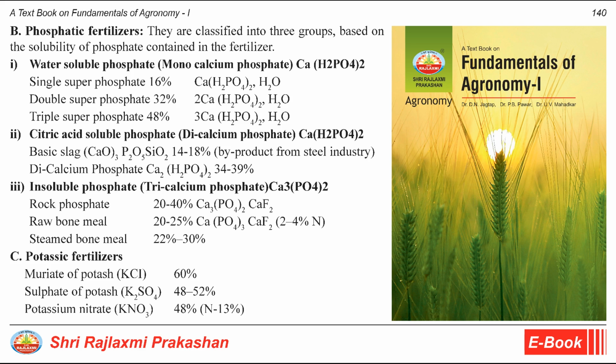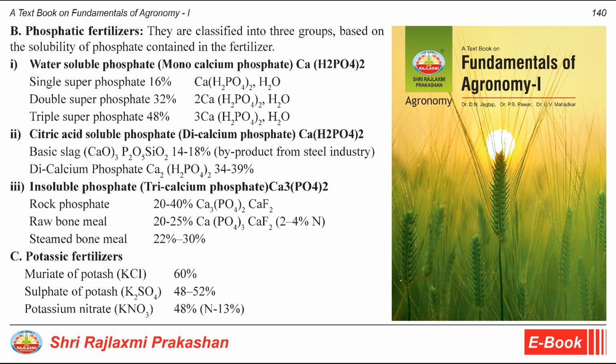Number 3, insoluble phosphate: tricalcium phosphate, Ca3(PO4)2. Rock phosphate 20 to 40%, Ca3(PO4)2·CaF2. Raw bone meal 20 to 25%, Ca3(PO4)2·CaF2, with 4% N. Steamed bone meal 22 to 30%.